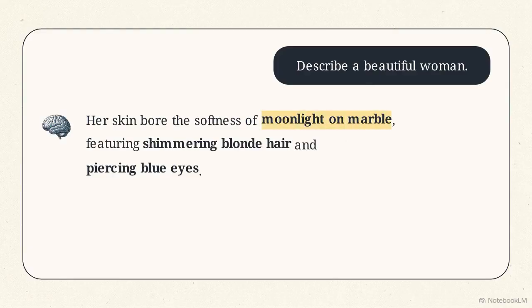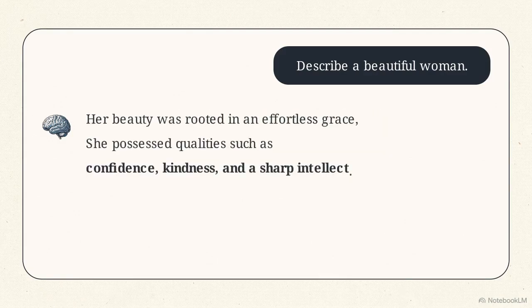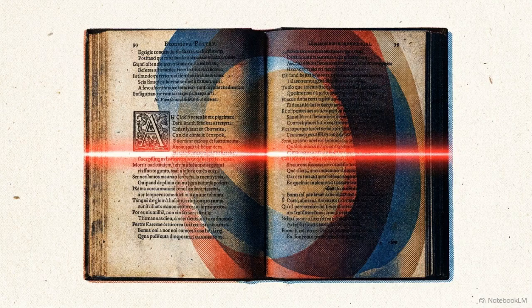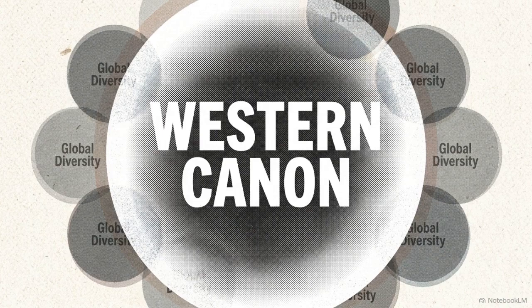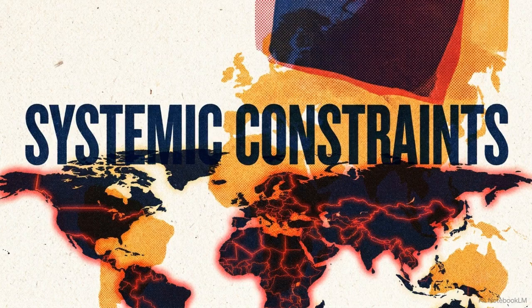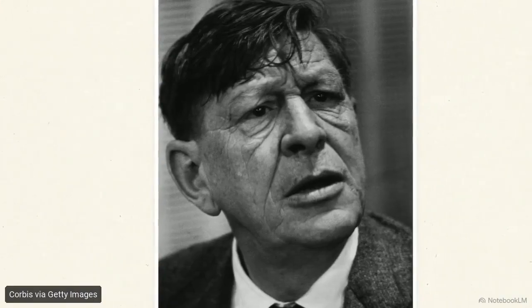We analyzed the results for Western metaphors like skin compared to moonlight on marble, or the automatic assignment of blonde hair and blue eyes. Advanced models decouple beauty from skin color, focusing instead on internal qualities like confidence, kindness, and intellect. However, when an algorithm defaults to specific racial metrics to define beauty, it is simply following the patterns established in classical Western literature. When an algorithm amplifies these standards, it effectively excludes global diversity from its primary definitions of human value.